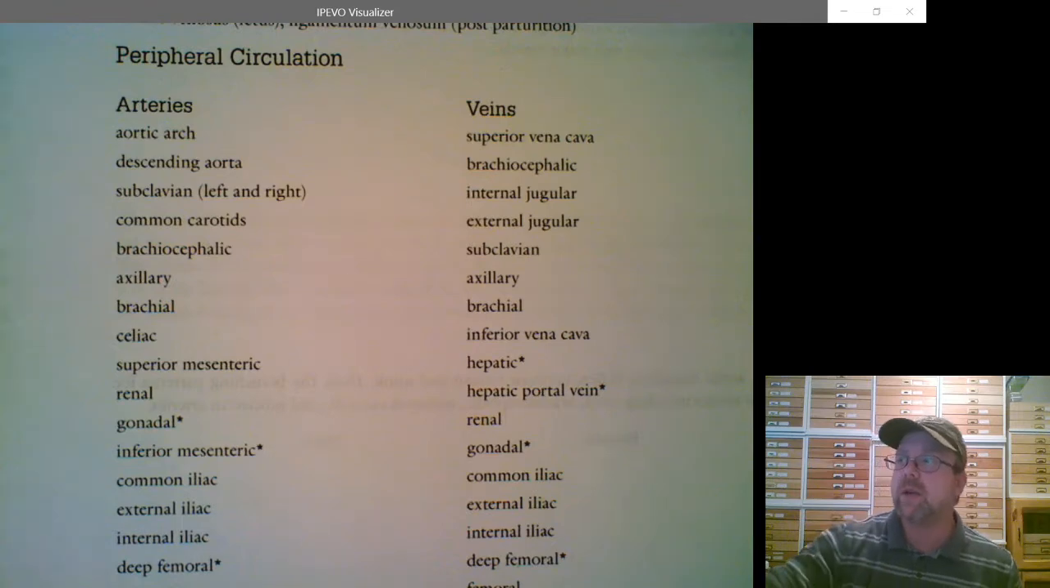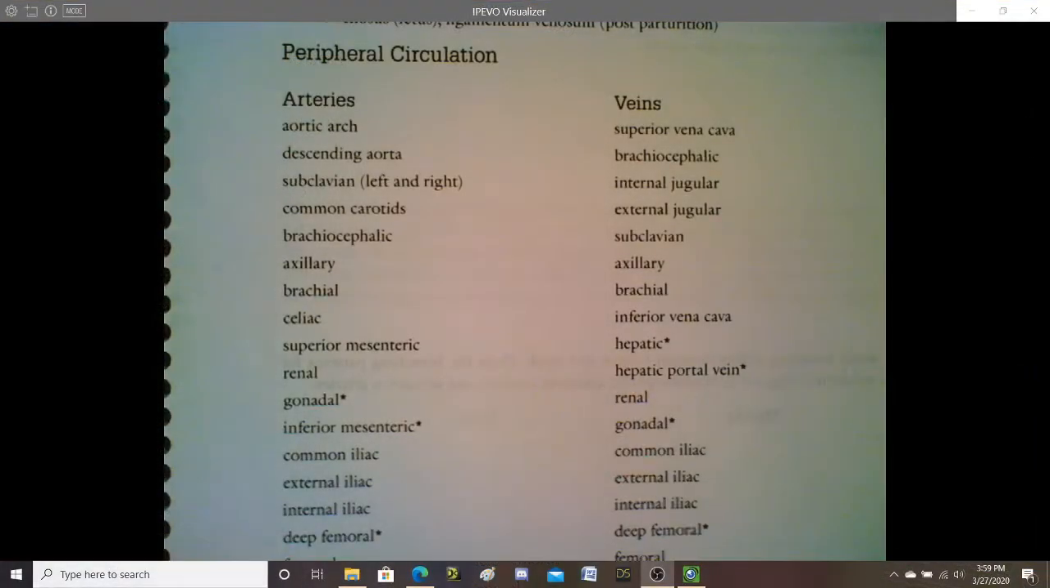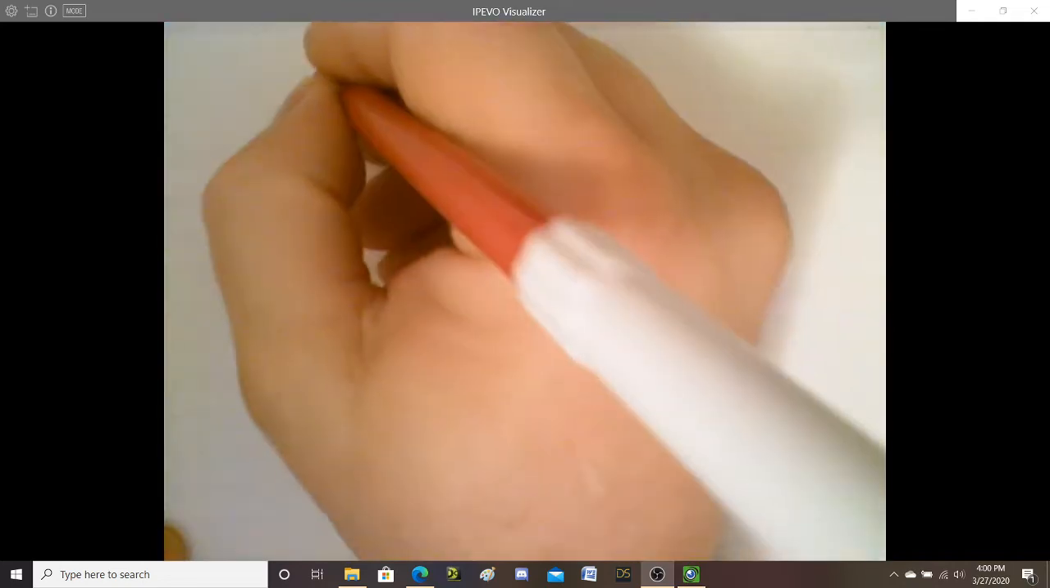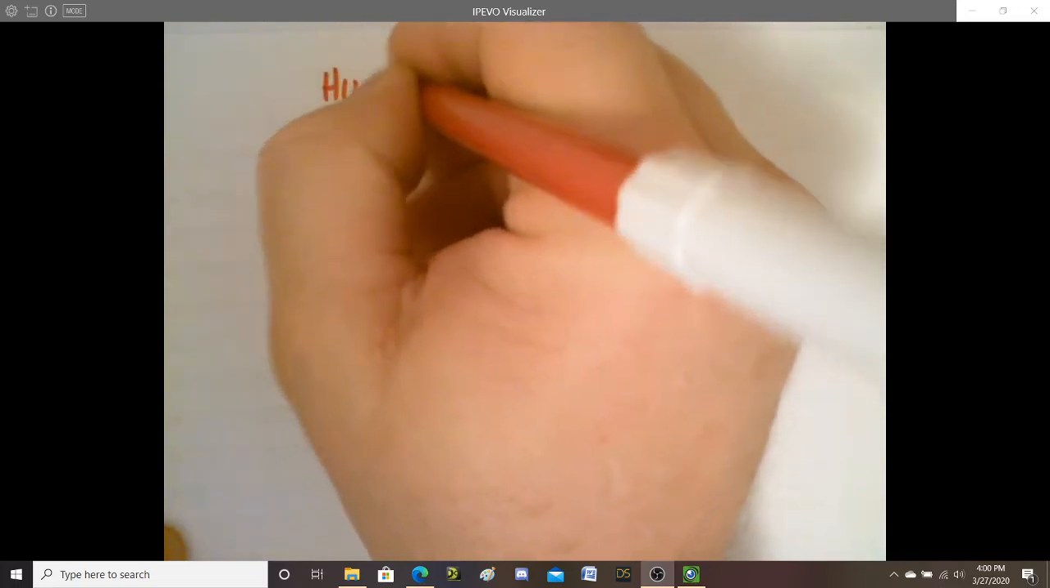So what I'm going to do is go to my document camera and we are going to draw a picture. So I'm going to move my list here. And I have a sheet of paper that we're going to draw on. Now, I'm going to break this into 4 segments. So my first segment is going to be human arteries. So let's label this human arteries.